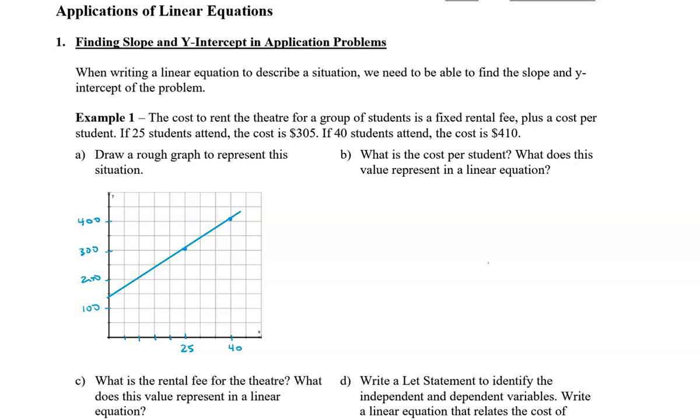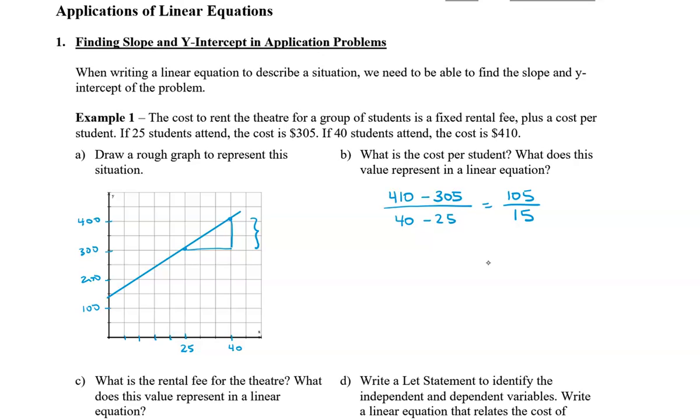Okay. What is the cost per student? That's the first question. So we know that from the graph, there is a change in the cost. When there are 40 students, it's $410, and when there are 25 students, it's $305. So we're going to find the difference between these numbers, and then divide that by the distance from 40 to 25. So when we do this, we're going to get 105 divided by 15.